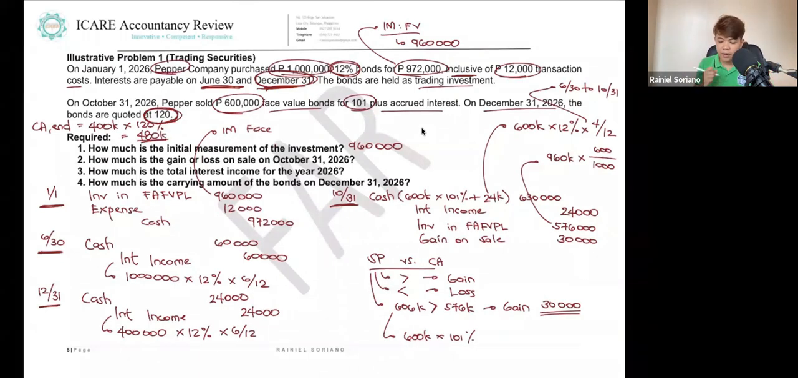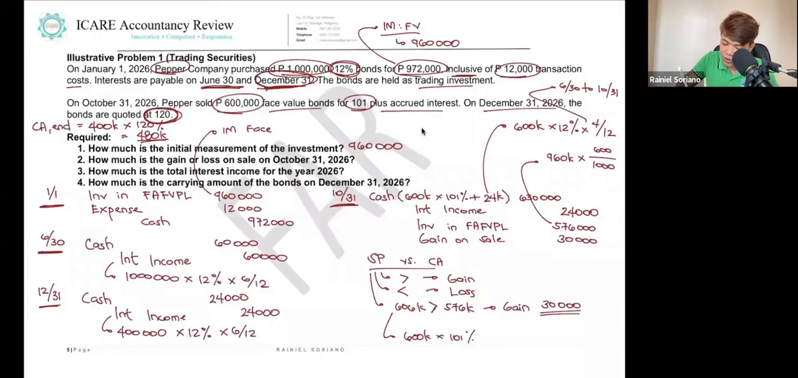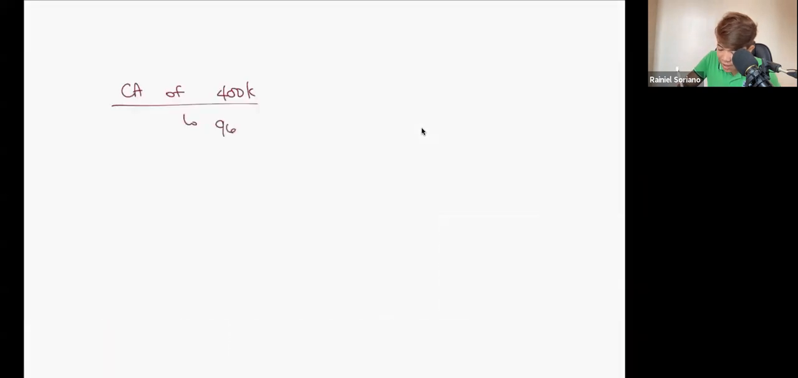Okay? Magkano ba yung natitirang carrying amount natin? Wala na akong susulatan, dagdag na lang ako. Okay? Carrying amount of the 400,000 bonds will be equal to magkano? Well, 960 yung measurement natin at the beginning. So 960 times 400,000 divided by 1 million, or magkano yung carrying amount? The carrying amount is equal to 384,000. Okay?